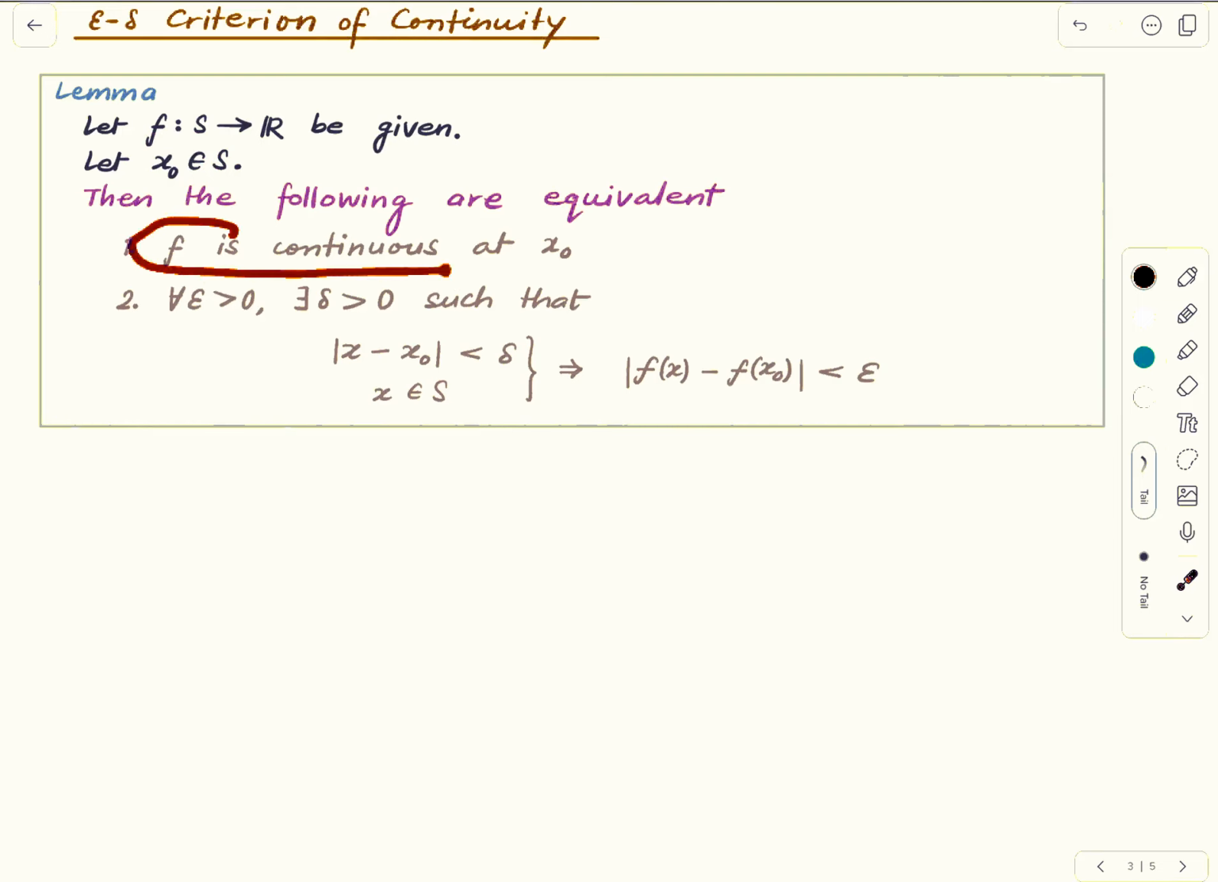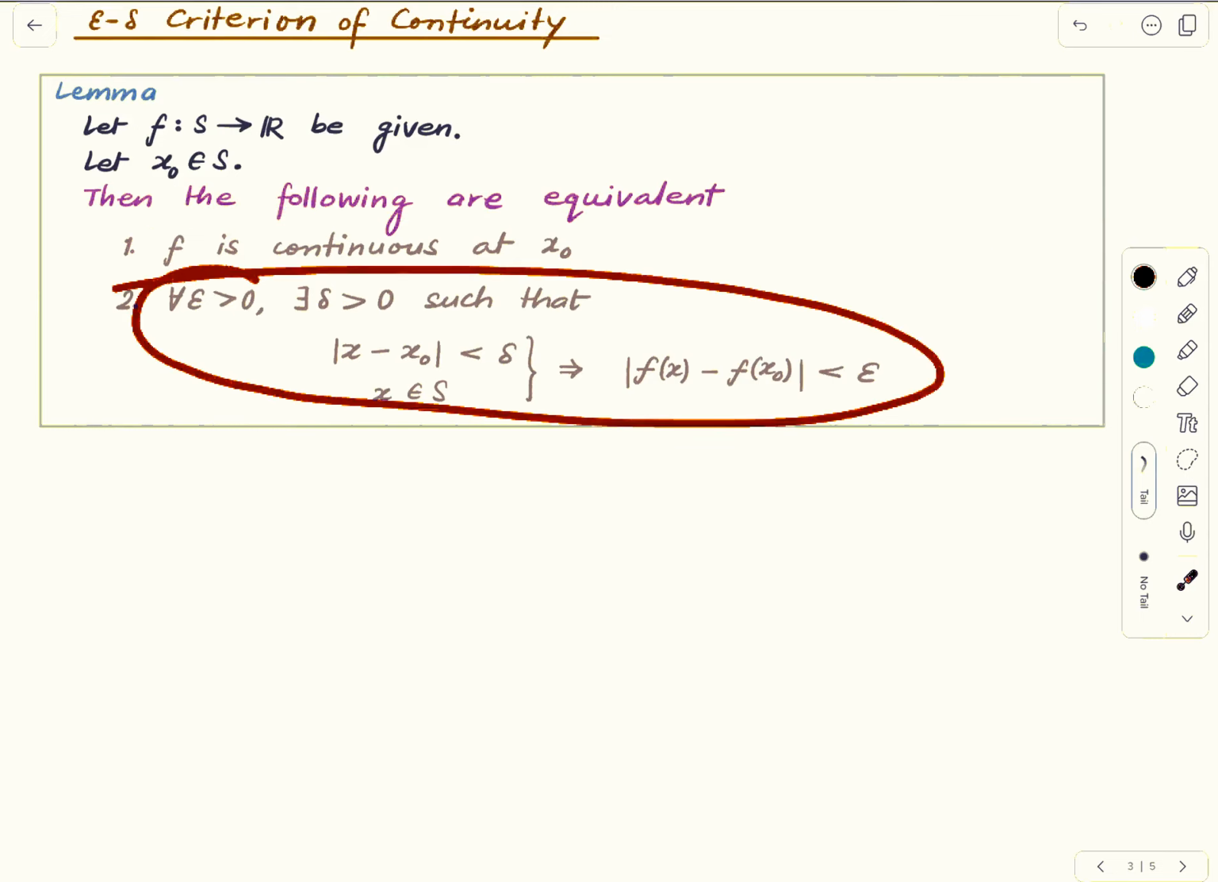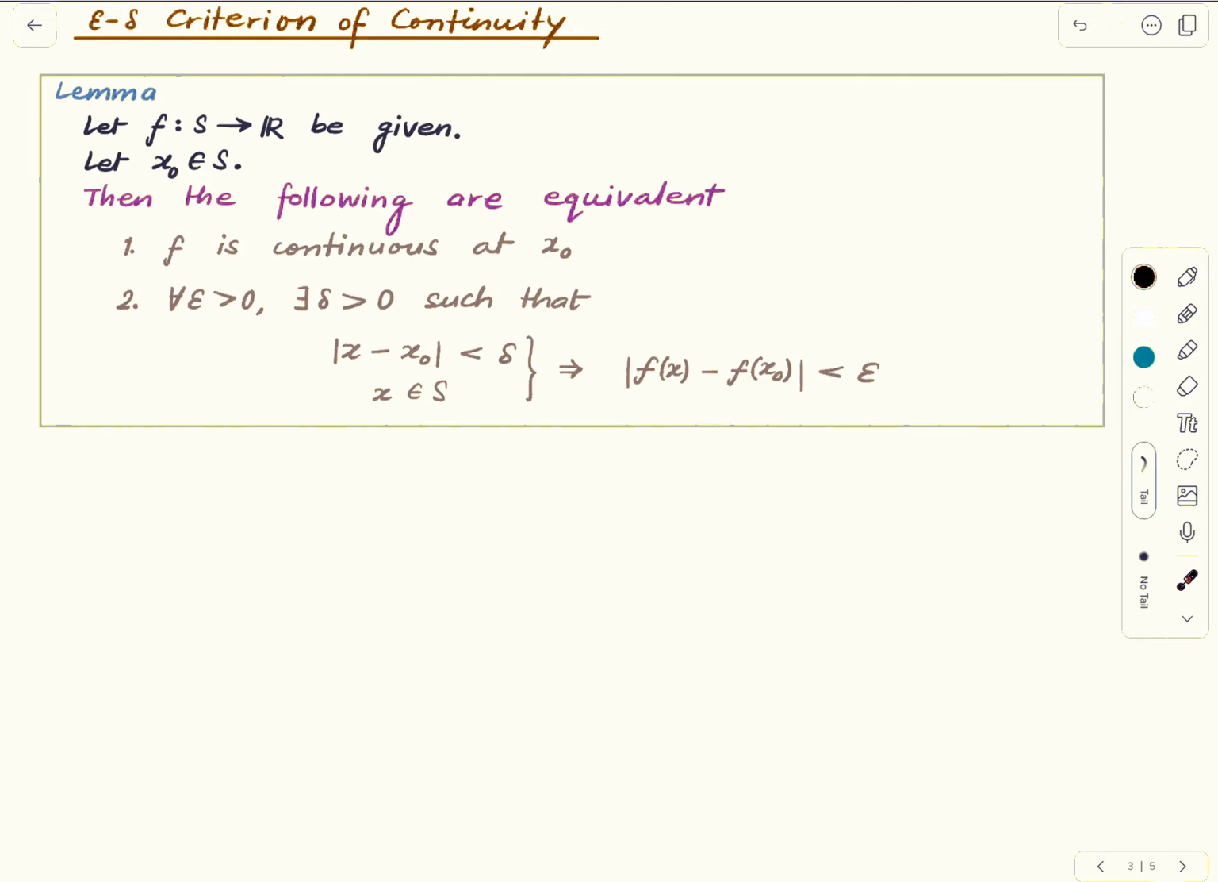First statement is that f is continuous at x0, so all that grisly geometric definition. And the second statement looks quite similar. For all epsilon greater than 0, there exists delta greater than 0 such that whenever we pick a point x in the delta neighborhood of x0 and simultaneously in the domain of f, the distance of f(x) from f(x0) is less than epsilon.